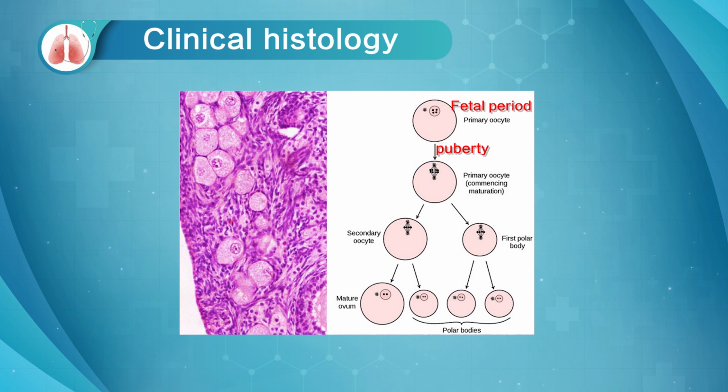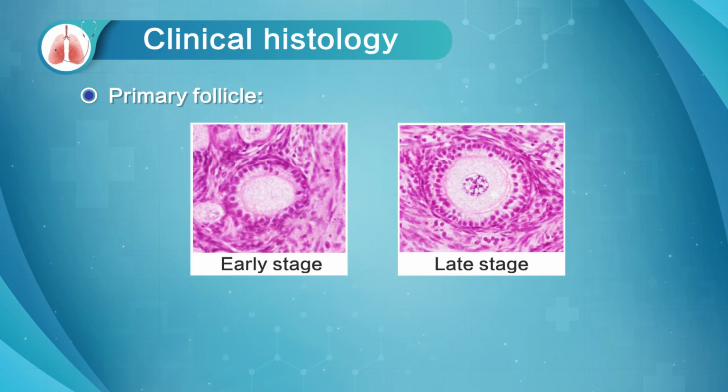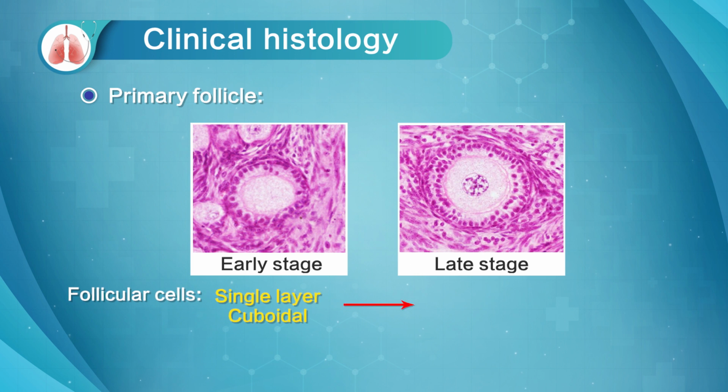secreted by the anterior pituitary, the primordial follicles start to develop in batches to primary follicles. The follicular cells change from flat to cuboid, from one layer to multiple layers. The cytoplasm may have a granular appearance, and they are for this reason also called granulosa cells.